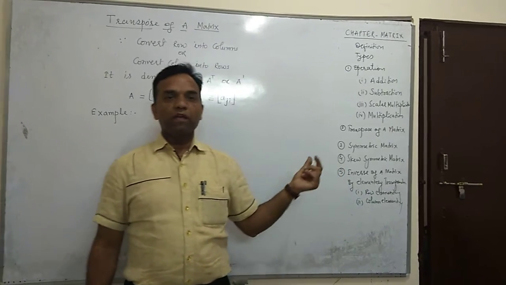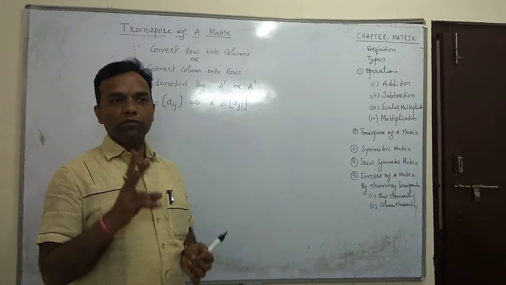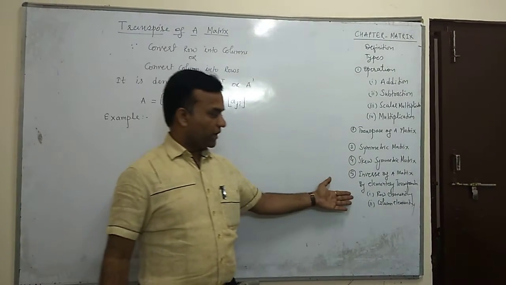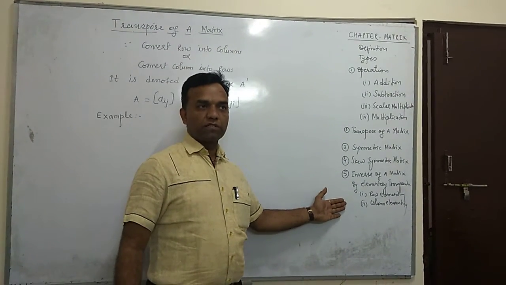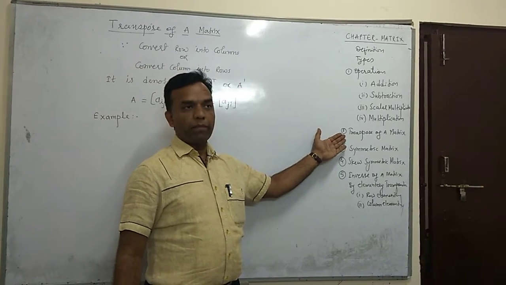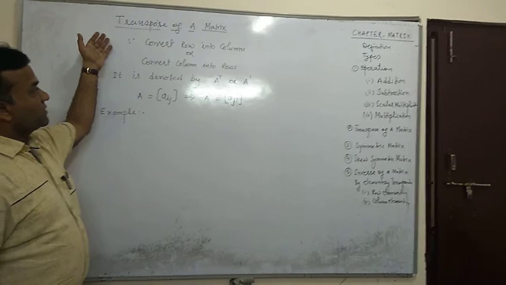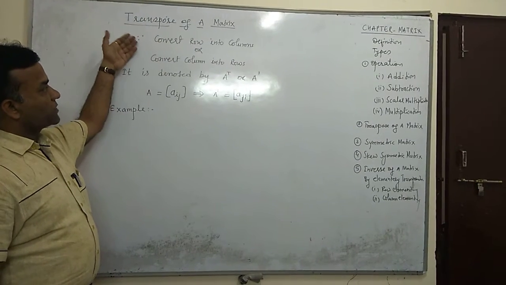Inverse of matrix we find by elementary transformation, and elementary transformation is divided into two ways, row elementary transformation and column elementary transformation. Before this, we start the topic transpose of matrix. First we start with the definition of transpose of matrix.